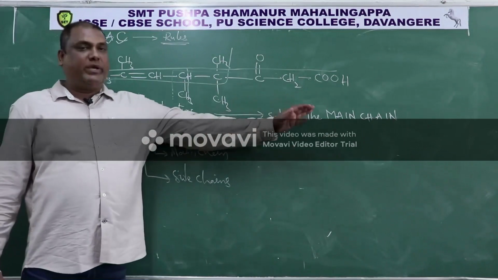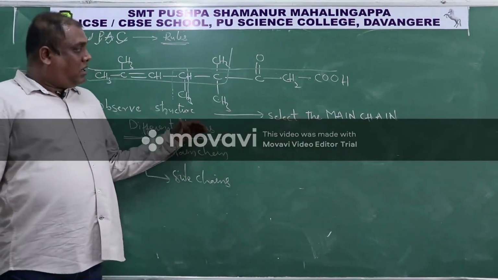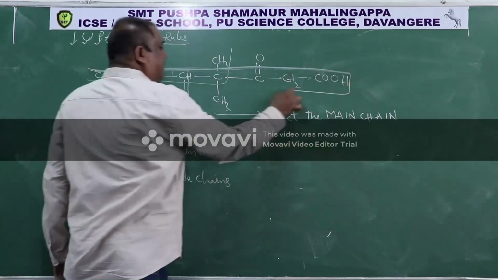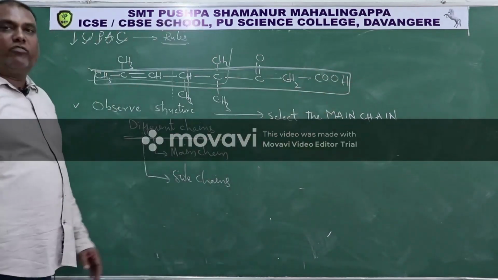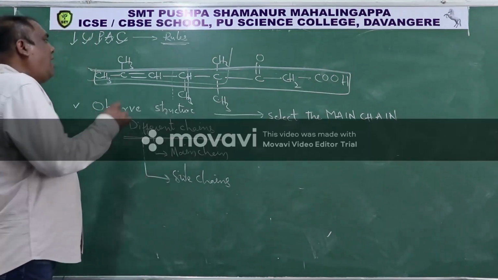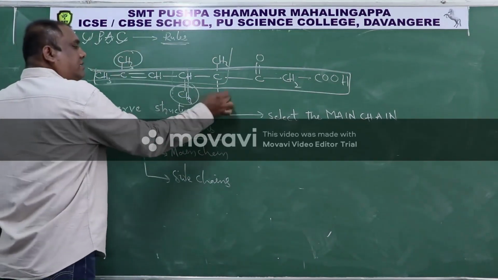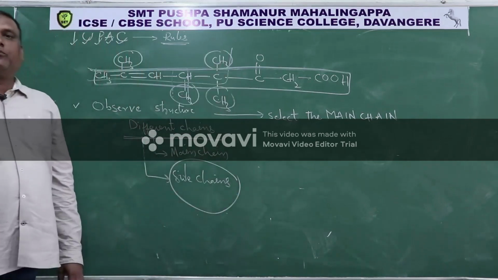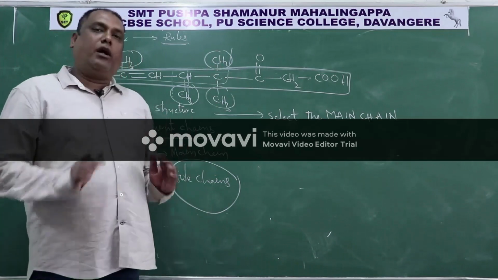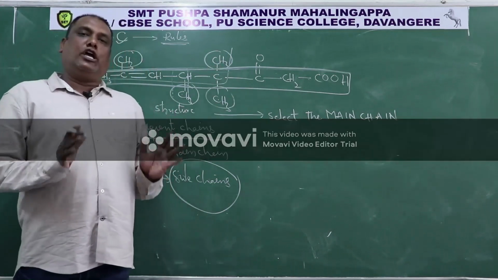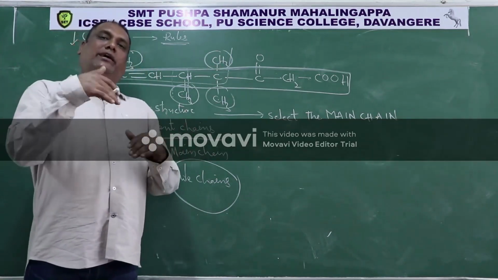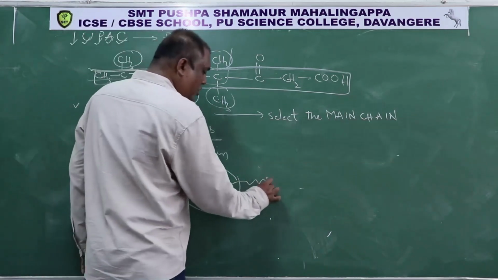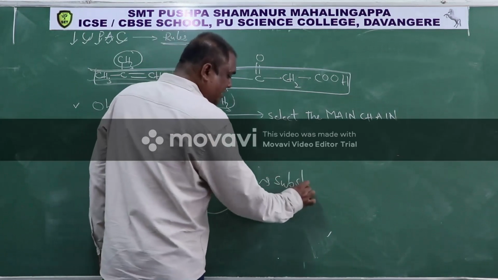After selecting the main chain, suppose this is the main chain I have selected. After selecting the main chain, all other chains become called side chains. So like that, in an organic compound, first you have to select the main chain, and all the remaining chains will become side chains. These side chains are also called substituents.